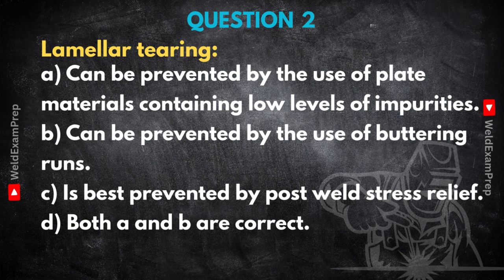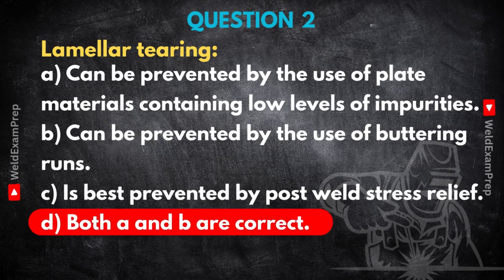This is a really practical one. The answer is D. Both A and B are correct. Lamellar tearing is nasty. It happens under the weld, often parallel to the plate surface, and it's mainly down to non-metallic inclusions. Impurities, like manganese sulfides that get flattened out when the steel is rolled, create weak planes. Then, when welding puts stress through the thickness, perpendicular to those weak planes, the material can literally tear apart internally. What's really tricky is it's often hidden. You might not see it right away.